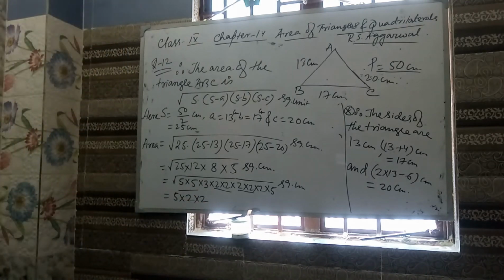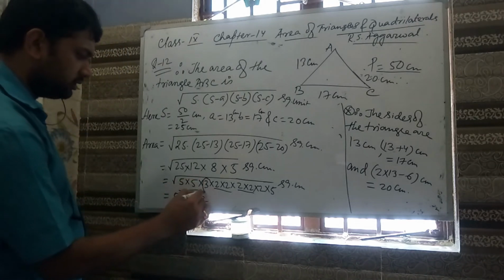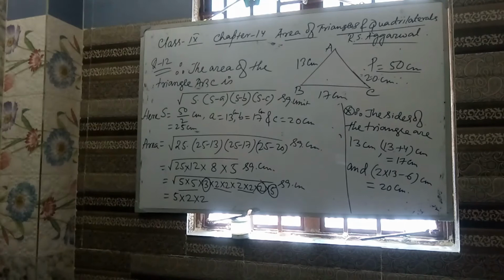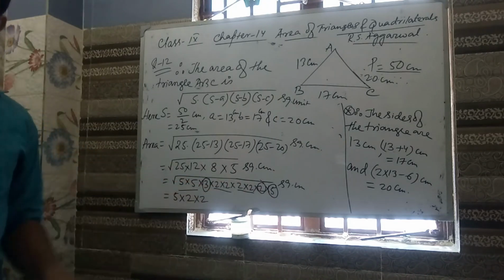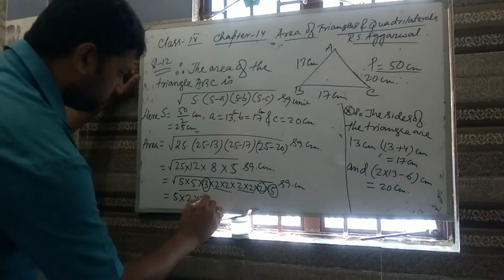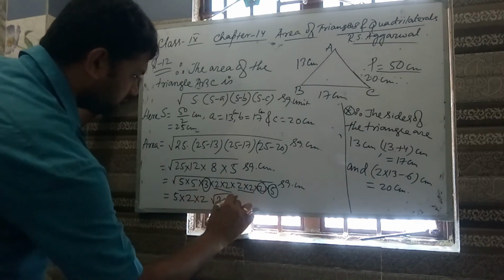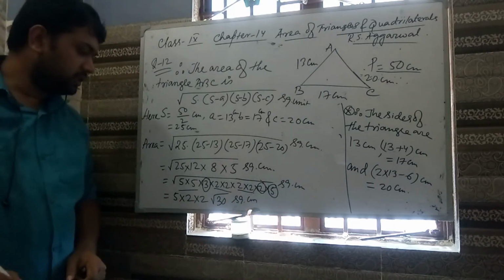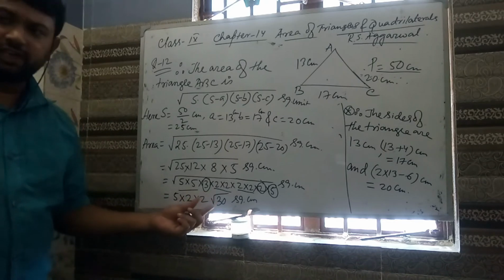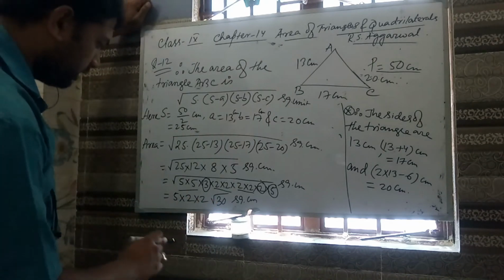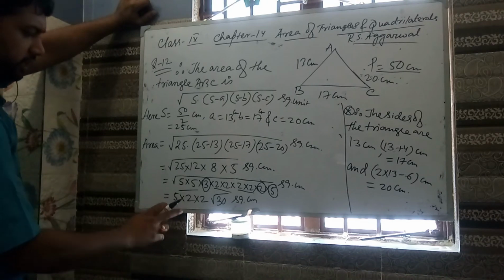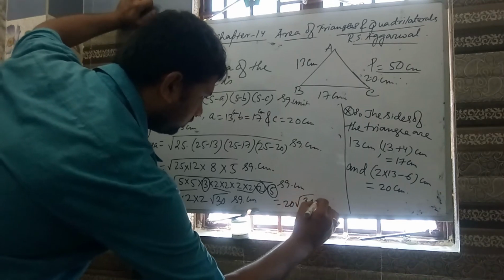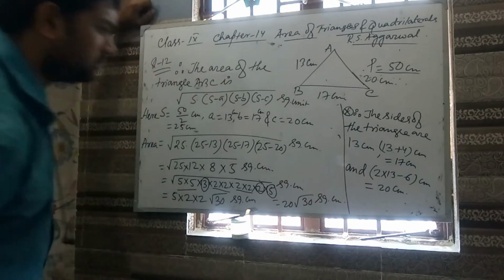Now look, what do we have? We are left with 1, 3, 1, 2 and 1, 5. So just multiply them. 3 into 5, 15, 15 into 2, 30. So into root 30 square centimeter. Everyone check the answer whether it is in square root form or in decimal. Check it. Now 5 2s are 10, 10 2s are 20. So 20 root 30 square centimeter.